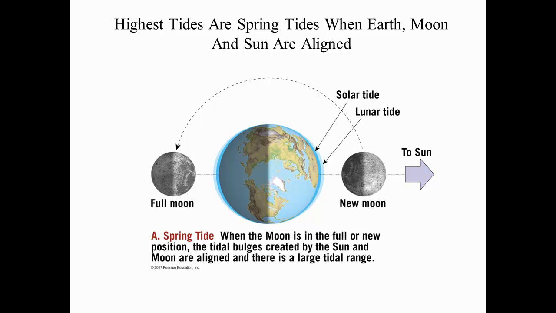Now, during these times, when the moon is in full or new moon position, the tidal bulges created by the gravitational attraction of the Sun and the gravitational attraction of the moon become aligned, and this is when the overall tidal bulges are the largest. In other words, we have the juxtaposition of both the solar bulge and the lunar bulge, creating a maximum bulge during these times of the month. Okay?